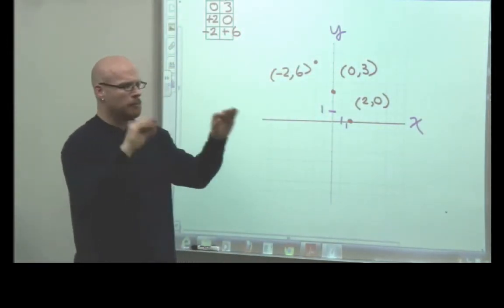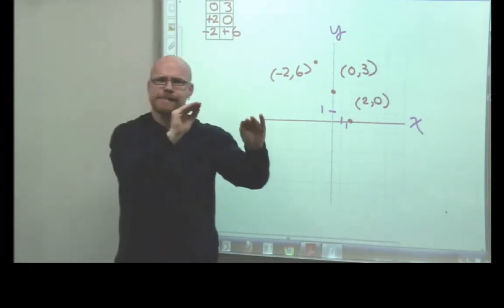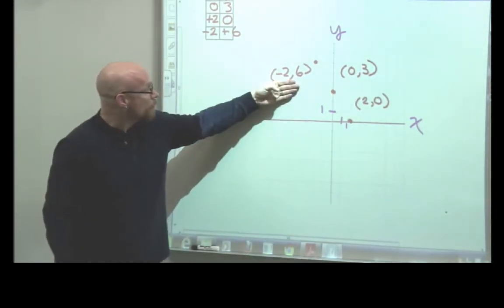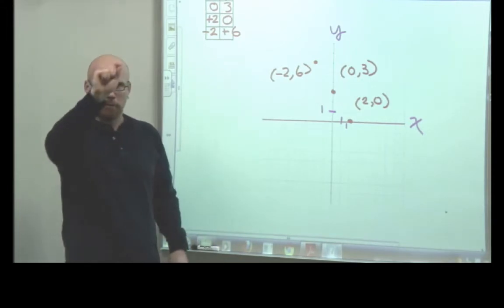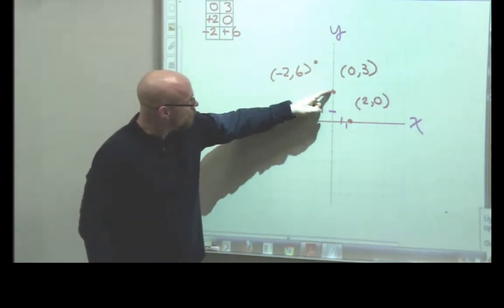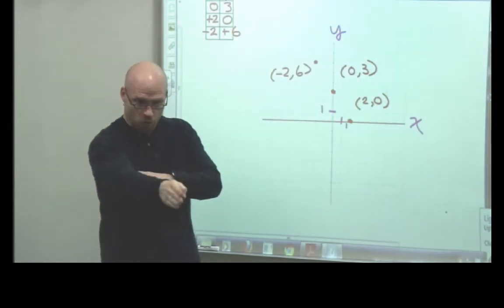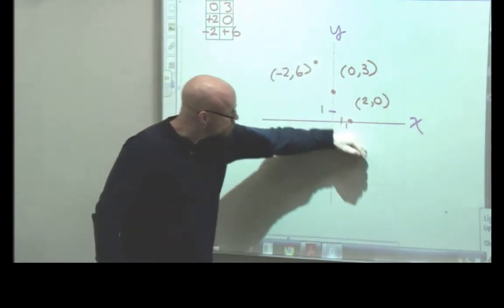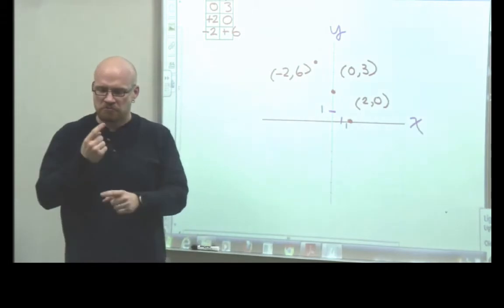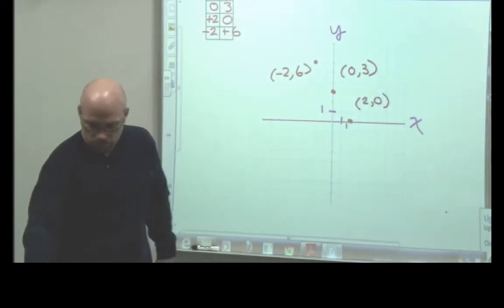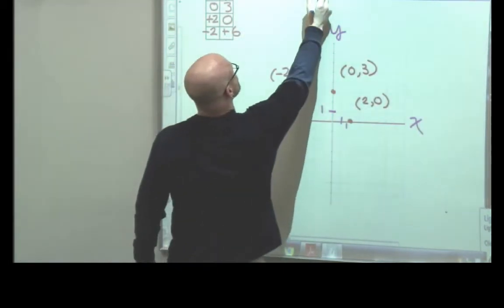Well, one of the cool things about using an electronic board like this is I can move things around if I've already written it and I don't like how it looks. So we have 3 points here on our graph, and it looks to be a straight line. And that means our answers are correct.